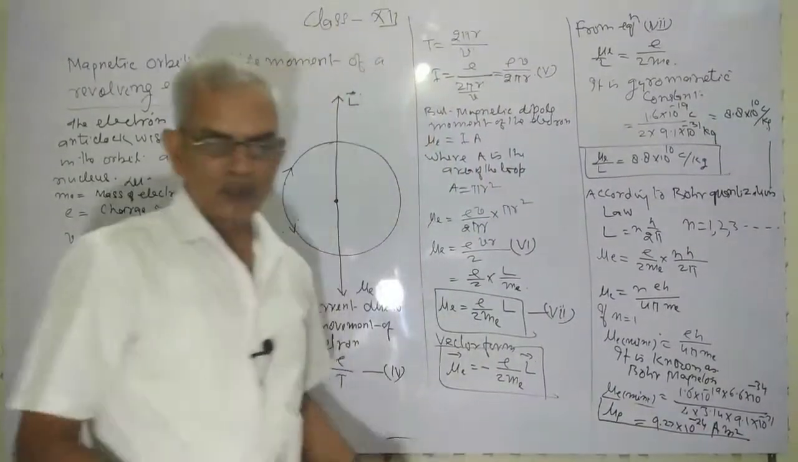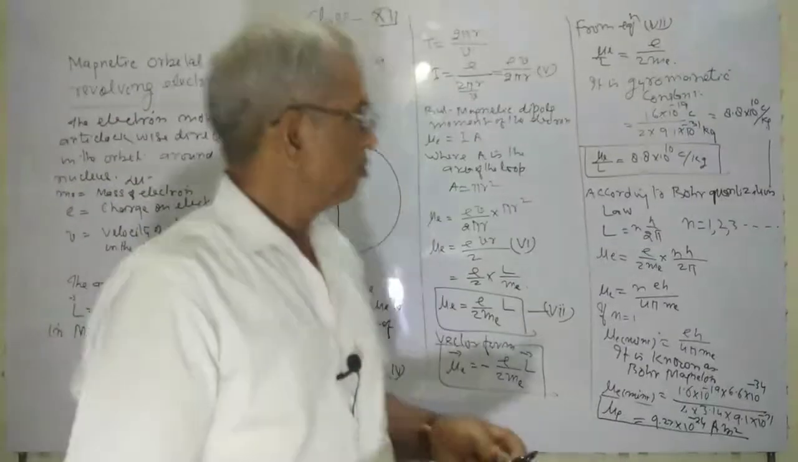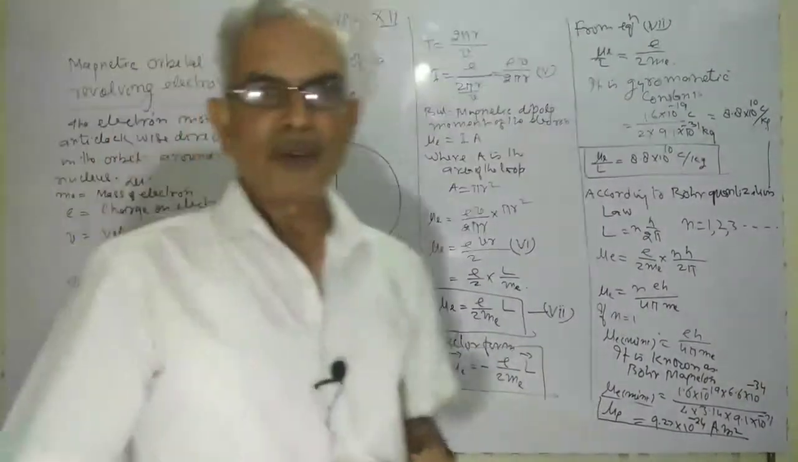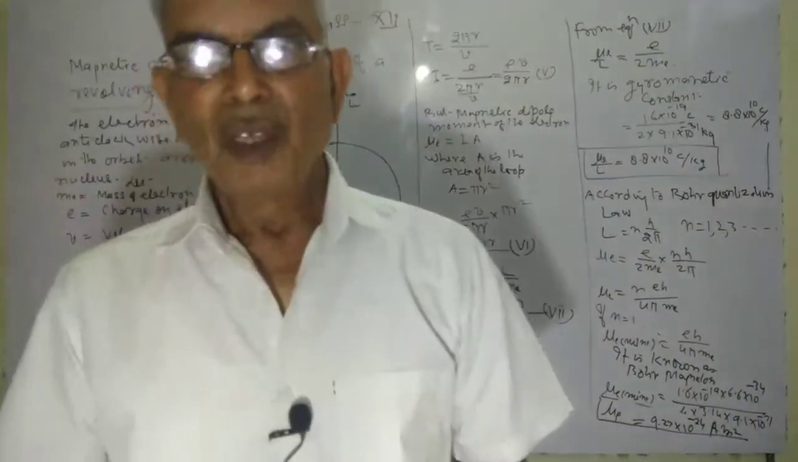So this is all about our lecture for the magnetic orbital dipole moment of the revolving electron. Now we finish our lecture here. Okay.